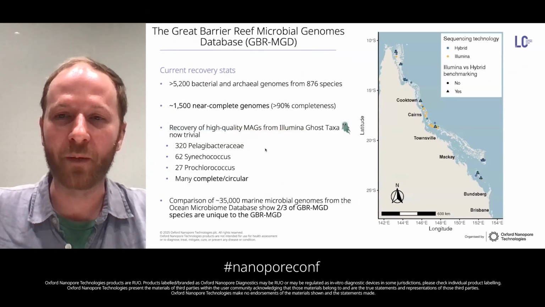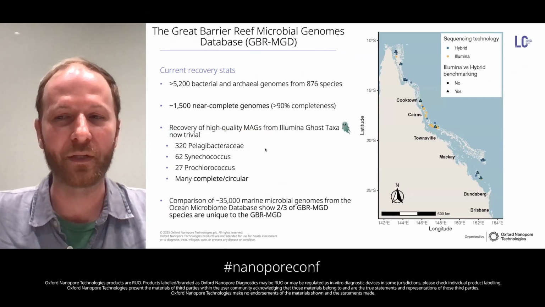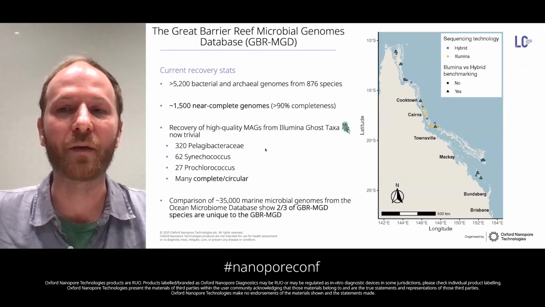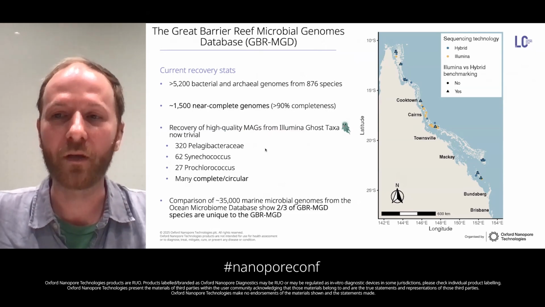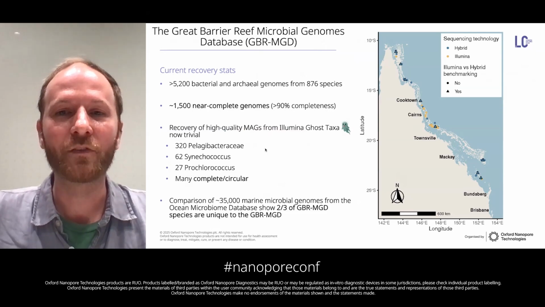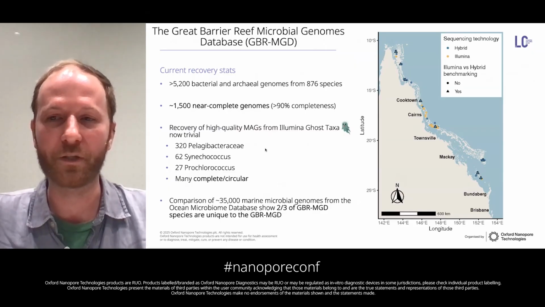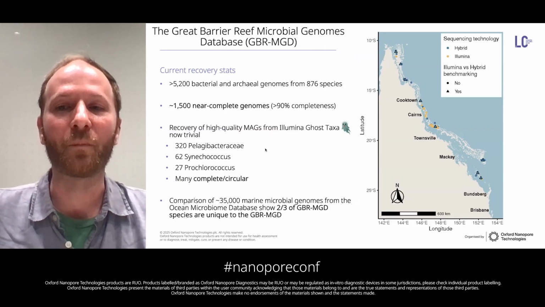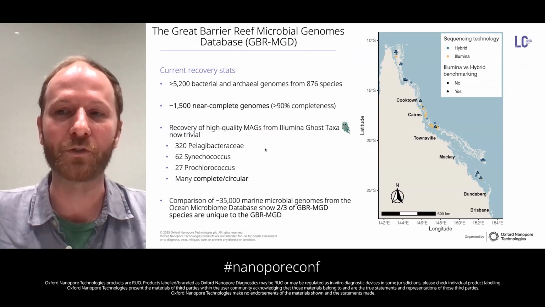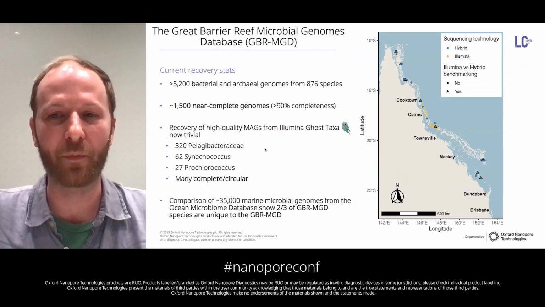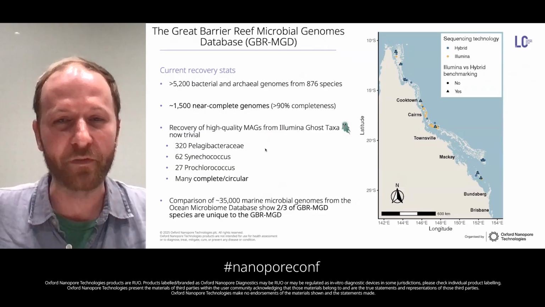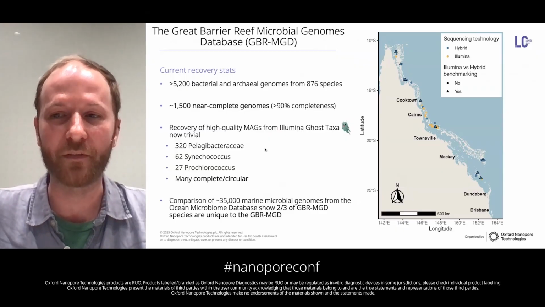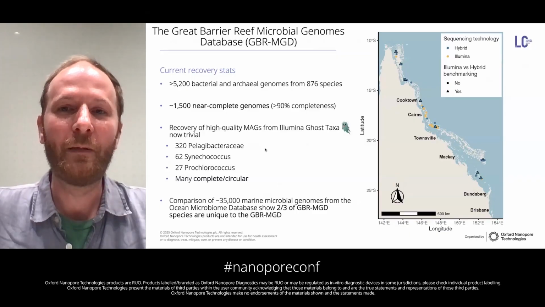So in the end, we were able to recover more than 5,000 bacterial and archaeal genomes from the Great Barrier Reef. About 1,500 of those were near complete, and about 350 were completely circular, including Pelagibacter, some of them. So we went from not being able to recover Pelagibacter to being able to recover complete Pelagibacter. And interestingly, when we compare our MAGs to the 35,000 microbial genomes from the Global Ocean Microbiome Database, which is a collection of all previous studies, we find that 2/3 of the GBR-MGD species are new, which is great.